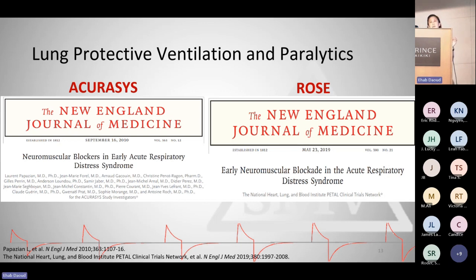Just of note, these two studies did not include patient populations where they proned them. So they did not look at the effects of proning in these patients, just the protective lung ventilation and the use of paralytics or sedation.